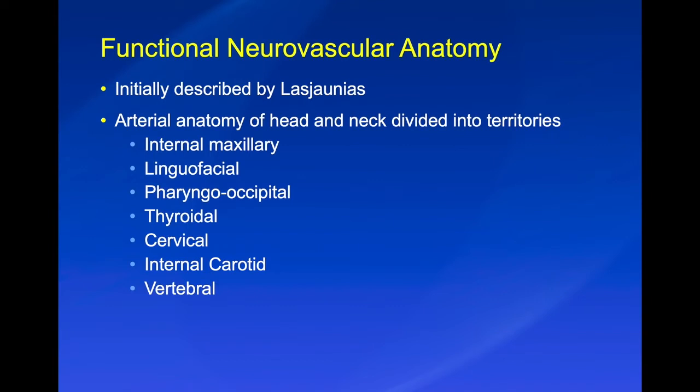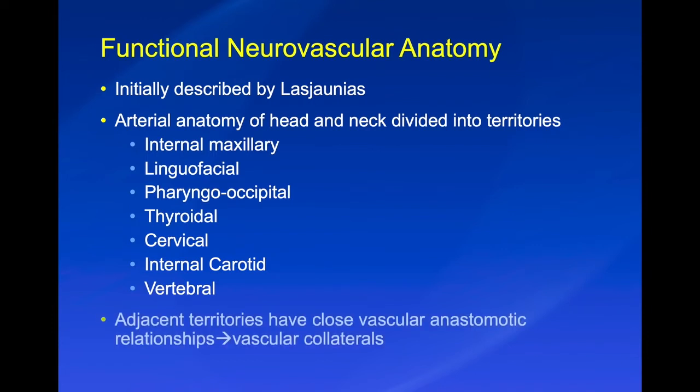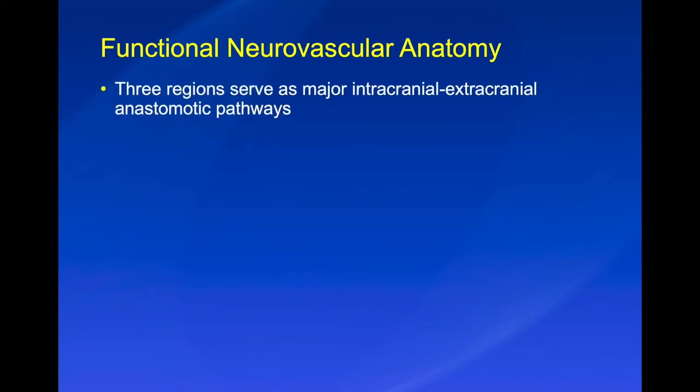We have the internal maxillary territory, the linguofacial territory, pharyngo-occipital, thyroidal, cervical, internal carotid, and vertebral. Adjacent territories have these close vascular anastomotic relationships, and this is where you see those vascular collaterals. This is a protective thing because if one territory occludes, the other territory will help compensate. But with the advent of embolization, it could be something that could cause problems as well.